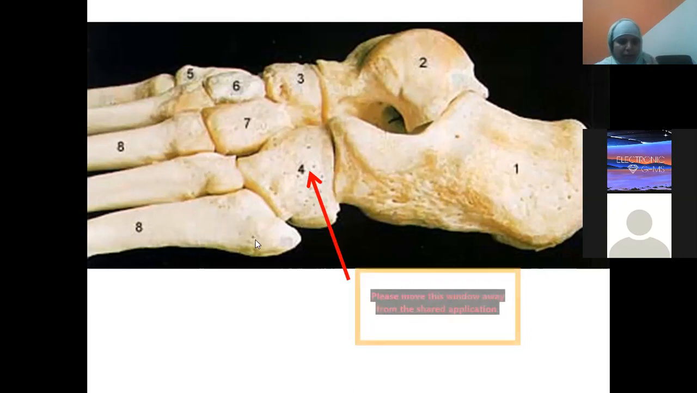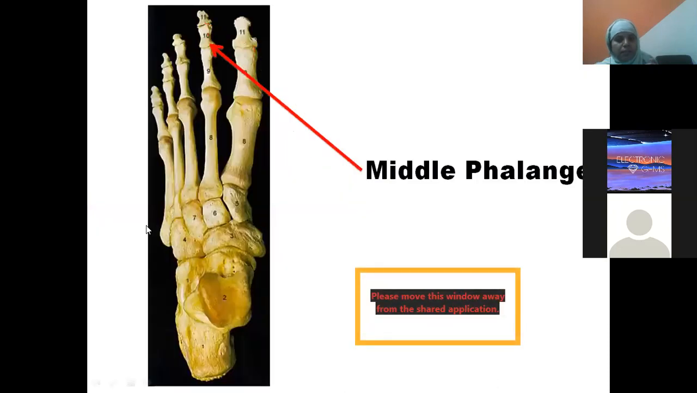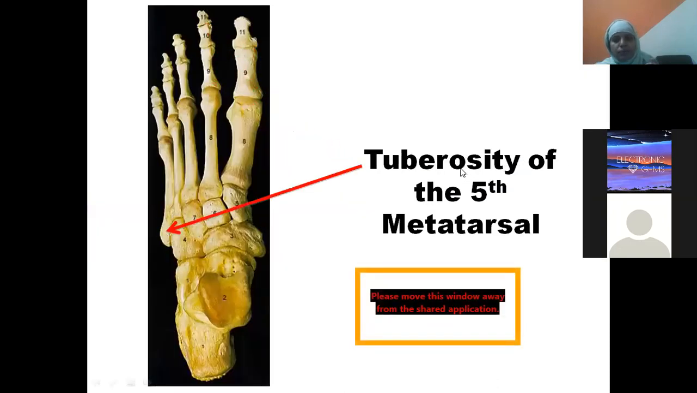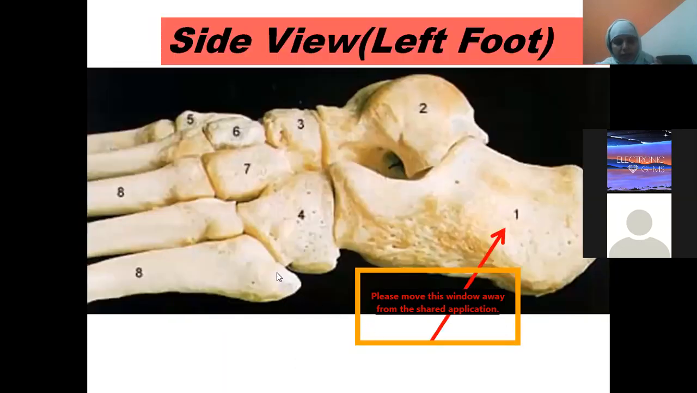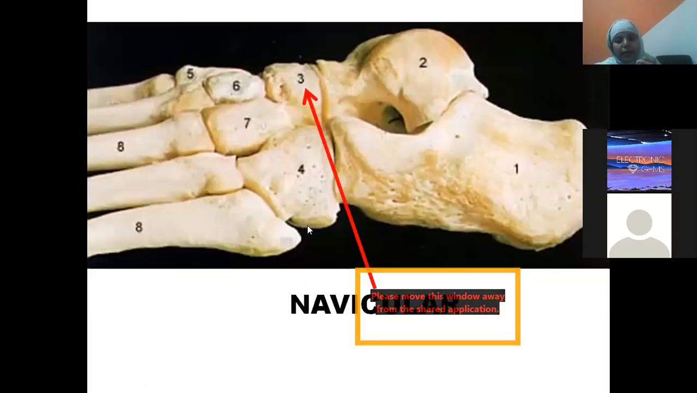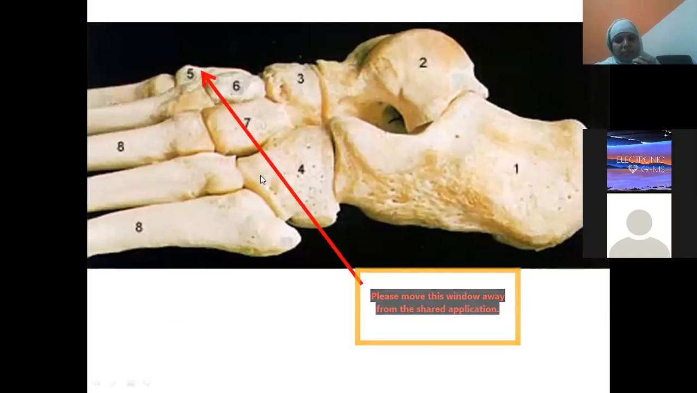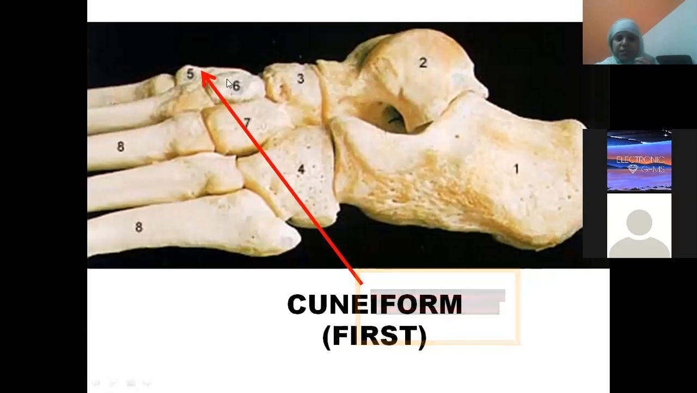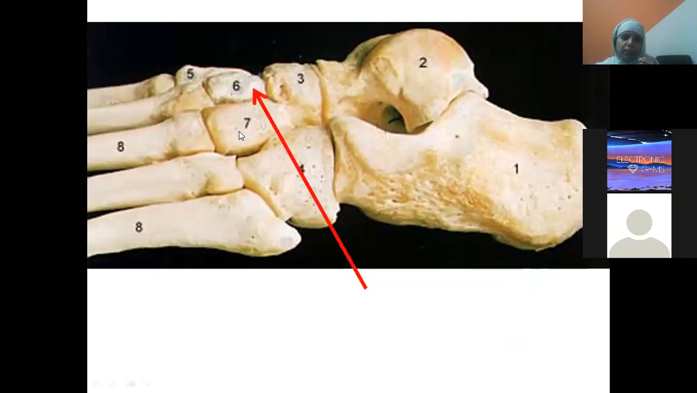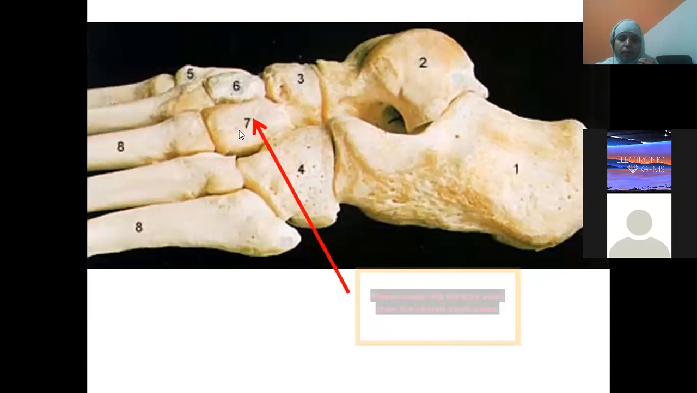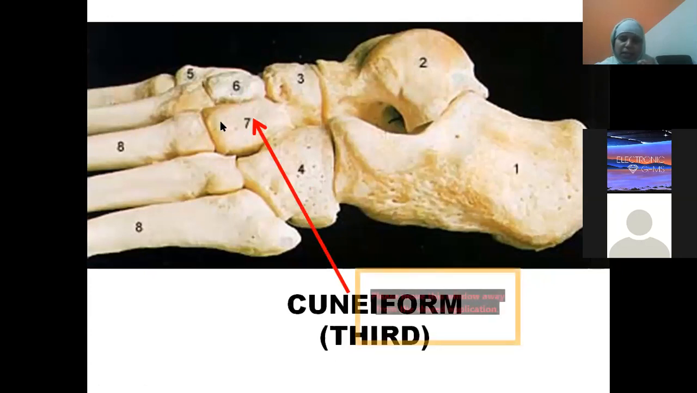You are finding this tuberosity, no beta? I just told you. What is the name given? Tuberosity of the 5th metatarsal. You just have to check for this tuberosity. That's how you can identify number 4 as cuboid. Then the 5th one is the medial cuneiform, the first cuneiform, the 6th one is intermediate, and the 7th one is the lateral cuneiform, or the 3rd cuneiform.